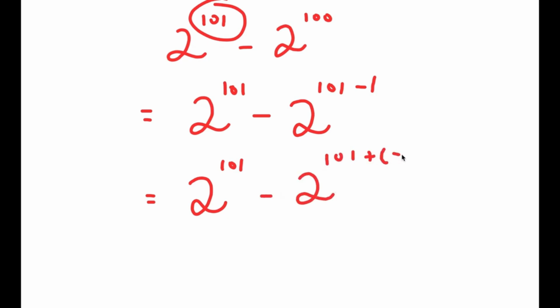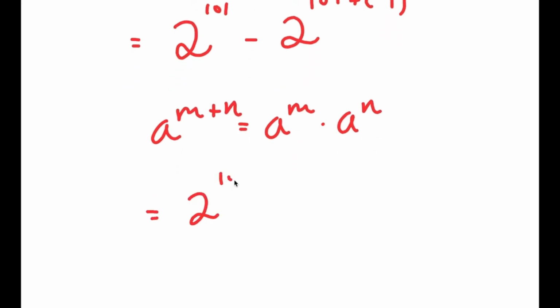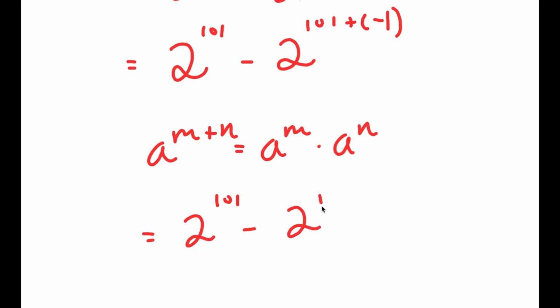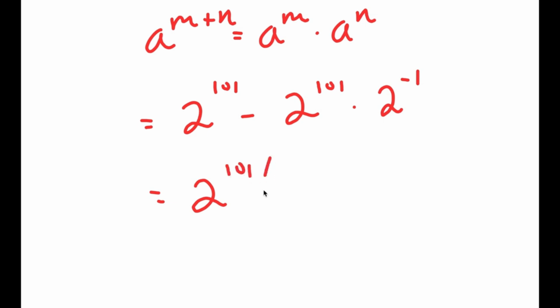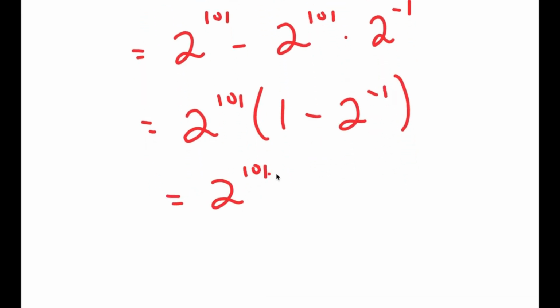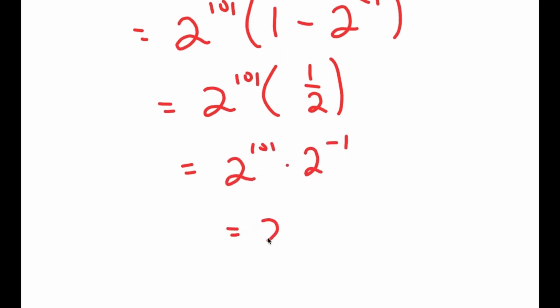101 plus negative 1. Now, if I use that property again, that states that a to the power of m plus n is equal to a to the power of m times a to the power of n, I get 2 to the power of 101 minus 2 to the power of 101 times 2 to the power of negative 1. And now if I factor out 2 to the power of 101, I get 2 to the power of 101 times 1 minus 2 to the power of negative 1, which is equal to 2 to the power of 101 times 1/2, which is equal to 2 to the power of 101 times 2 to the power of negative 1, which is equal to 2 to the power of 100. So that's the second method of solving this problem.